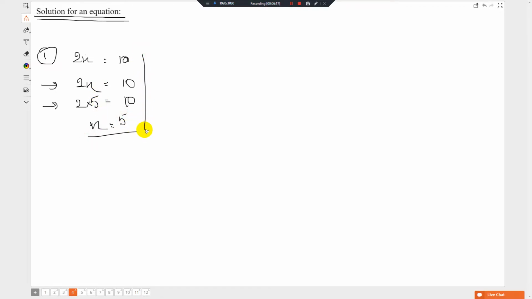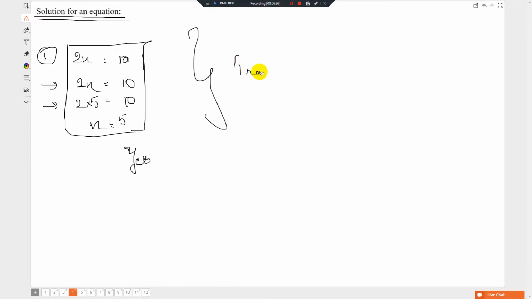Are you satisfied with this? Is this the correct answer? Yes, this is of course the correct answer. This is one of the methods of solving it. This is the method called the trial and error method.